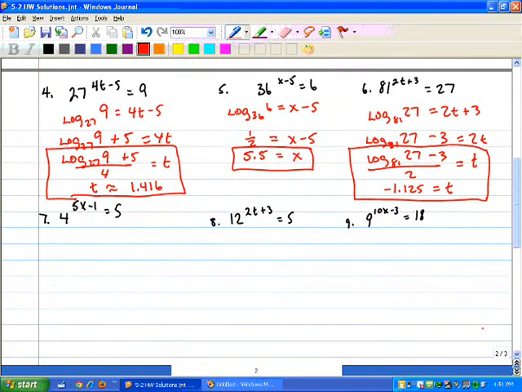Number 7, we're going to treat similarly. We change to logarithmic form and we get log base 4 of 5 equals 5x minus 1. It's not easy to find the power of 4 to give 5, so we leave that in exact form. Log base 4 of 5, add 1 to both sides. Divide both sides by 5.